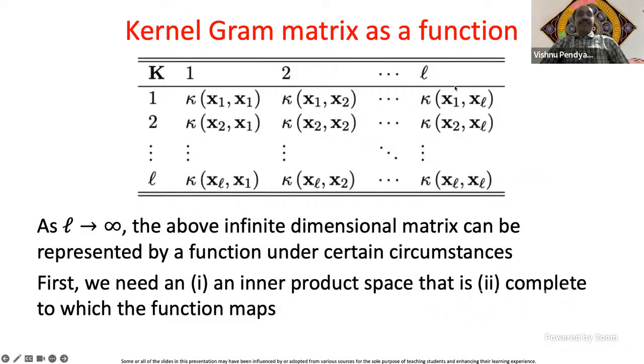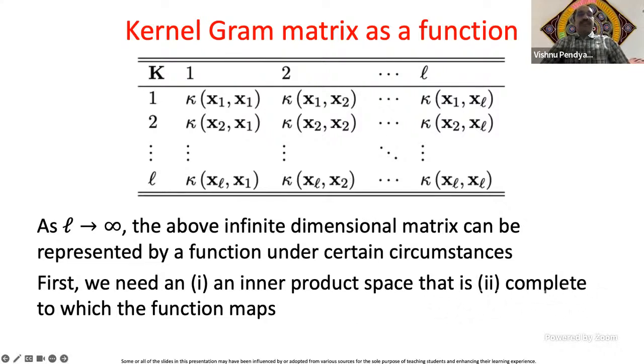So the idea of the kernel function is that the kernel gram matrix becomes a function. Remember, we talked about infinite dimensions and all that. As the dimensions of this matrix become infinite, as L tends to infinity, the above infinite dimensional matrix can be represented by a function, provided the function follows the same properties as a gram matrix.